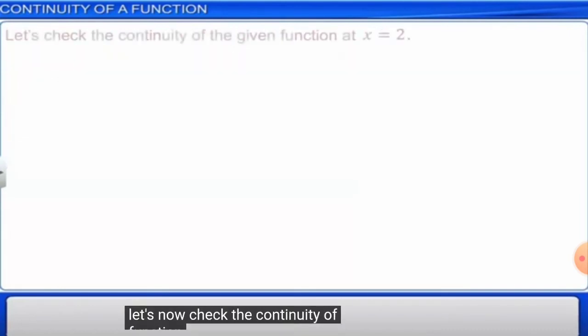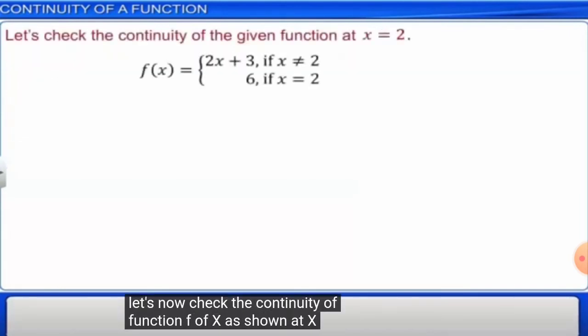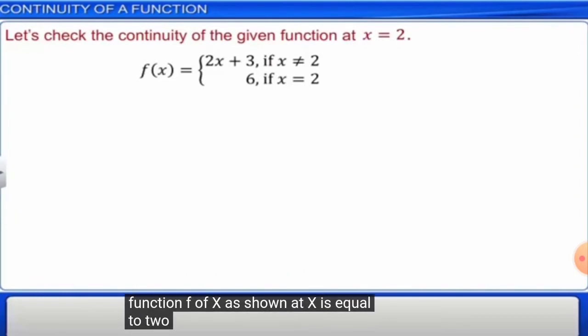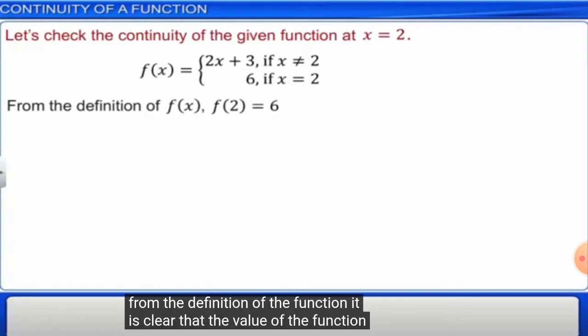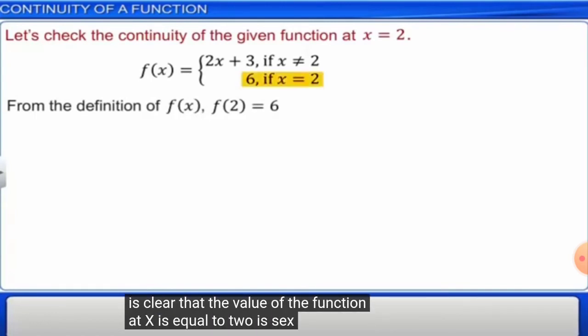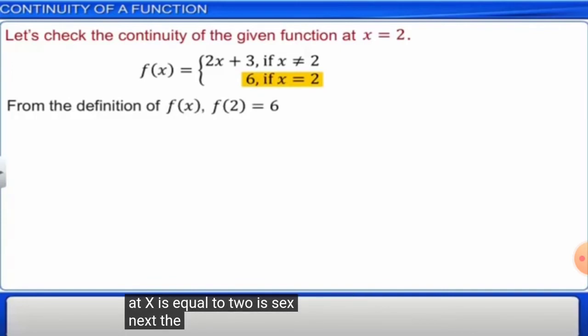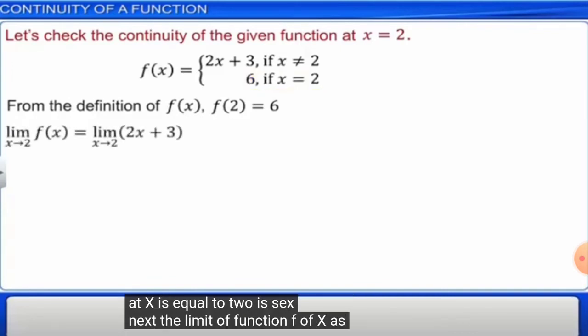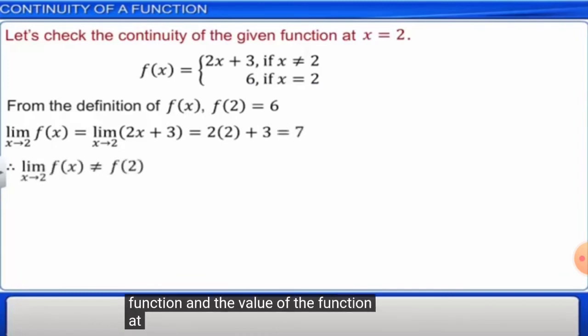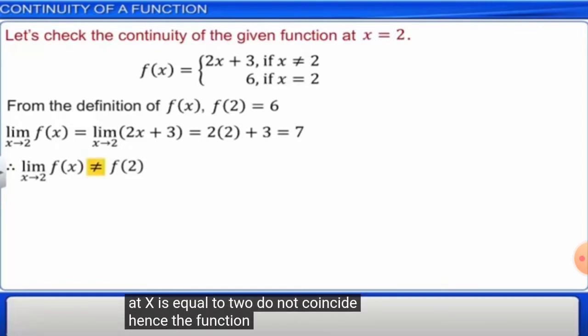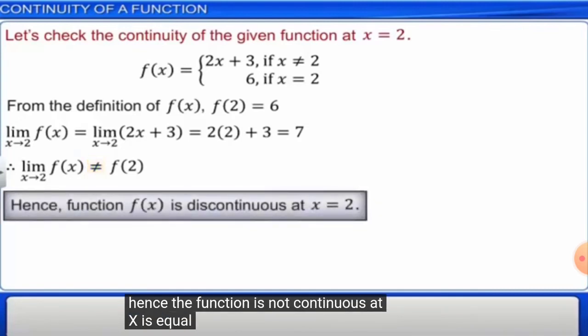Let's now check the continuity of function f of x as shown at x equal to 2. From the definition of the function, it is clear that the value of the function at x equal to 2 is 6. Next, the limit of function f of x as x approaches 2 is equal to 7. Here, we see that the limit of the function and the value of the function at x equal to 2 do not coincide. Hence, the function is not continuous at x equal to 2.